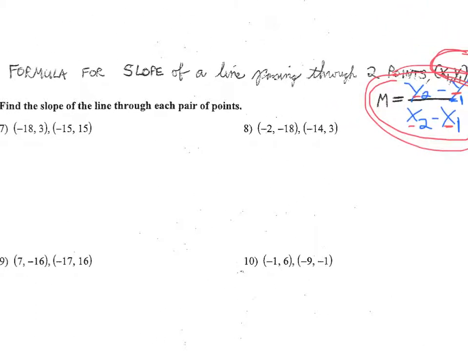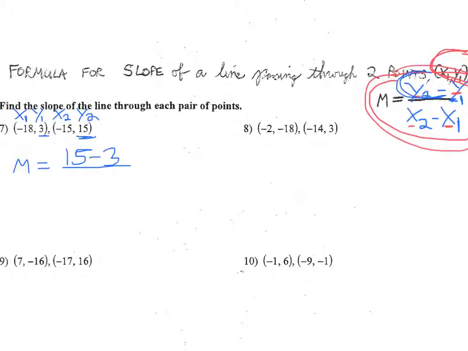All right, so let's say the first point, I'm going to say this negative 18 is x sub 1, this 3 is y sub 1. That's the first point. I'm going to make negative 15 x sub 2 and positive 15 y sub 2. And I'm just going to use that formula. Looking at the top, I'm going to do y sub 2 minus y sub 1. I'm going to subtract the y values, which is 15 and 3. So I'm going to do 15 minus 3.